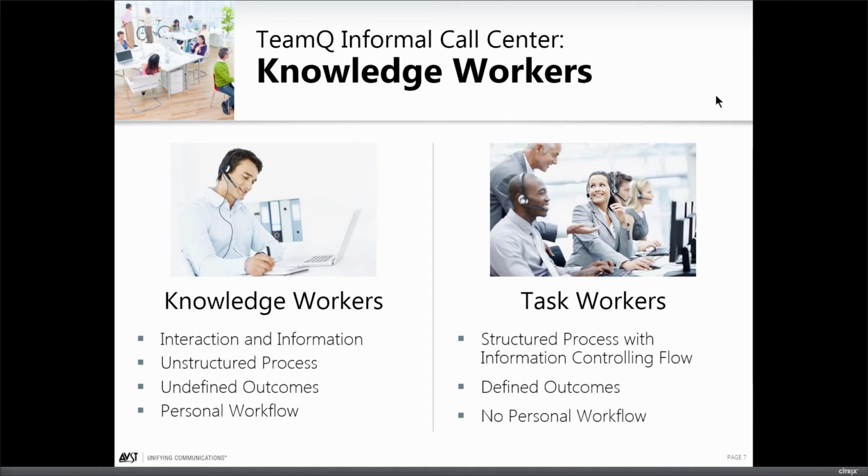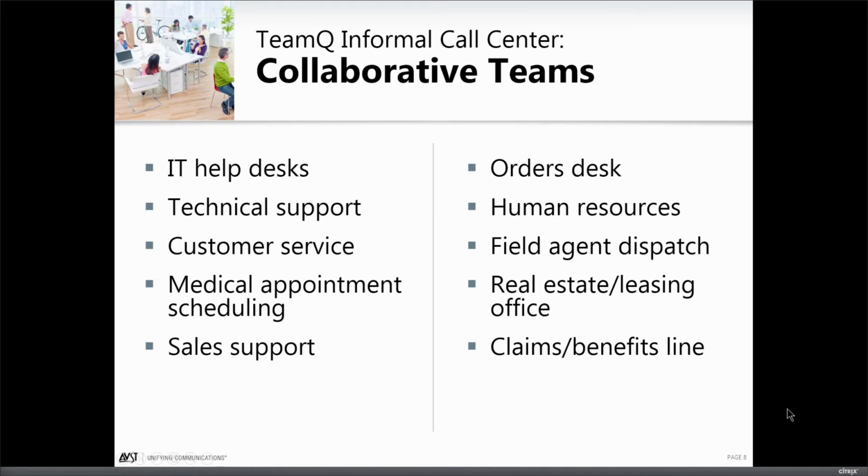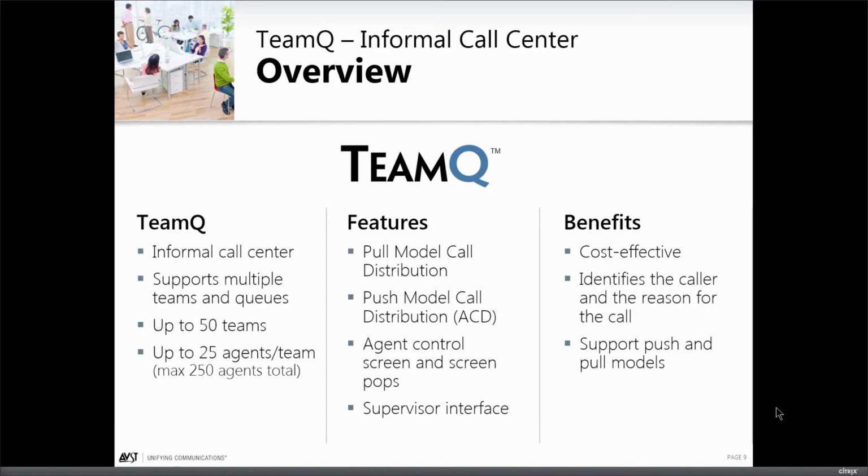And some of the general categories that are associated with these types of knowledge workers or collaborative teams, whether they're help desks, support groups, things like that, the order desks, these are the types of groups that at the end of the call, they're not just sitting there waiting for the next call. They may have minutes or hours even of work that they have to do based on the information that they receive from the caller. So they're managing their time a little more than the task workers that are generally associated with the contact center type of a model. And that's where Team Q comes in to help meet the requirements of those particular types of users.